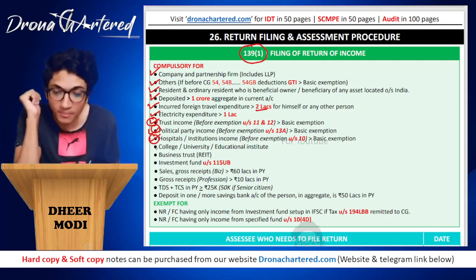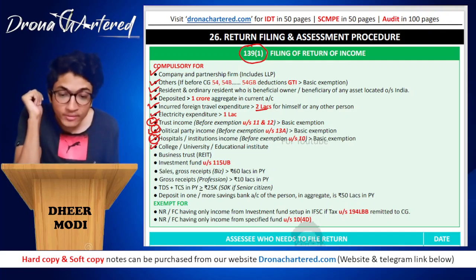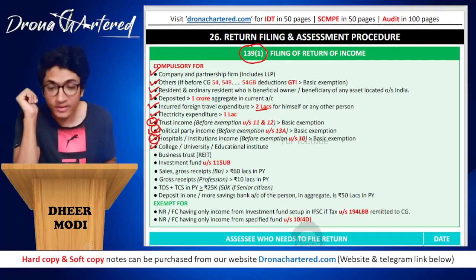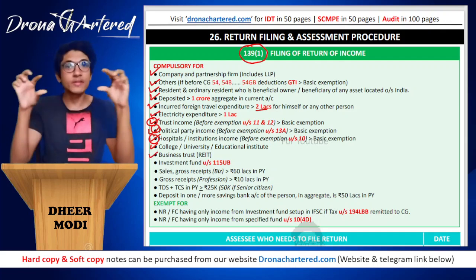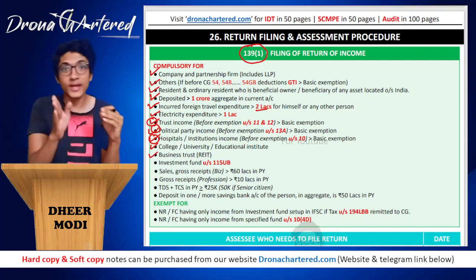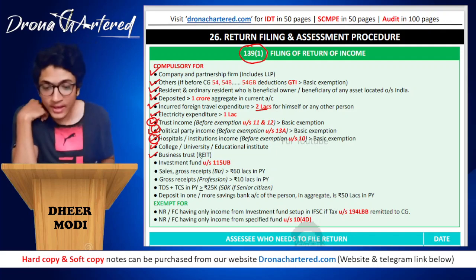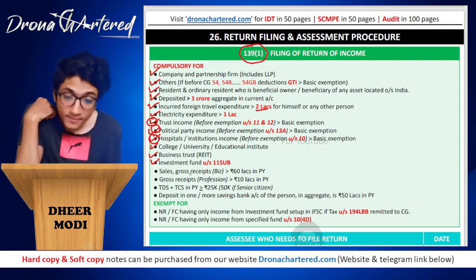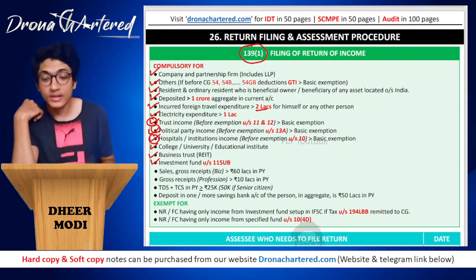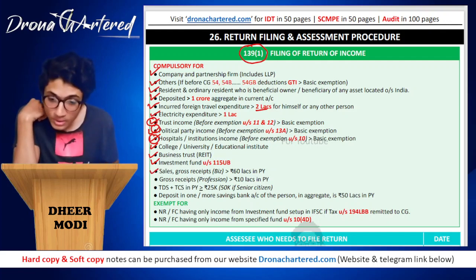Next, your colleges, universities, educational institutes have to file return of income. Business trust, that is your REIT. If you remember, in the REIT we did a very small table with regards to your tax rate and TDS, etc. They also have to file their return of income. Next, investment fund under section 115UB, they also have to compulsorily file.